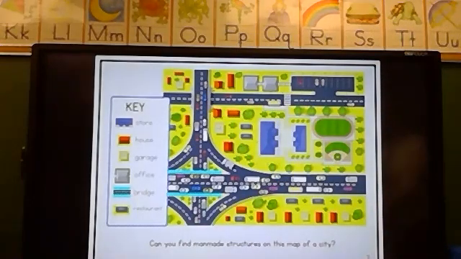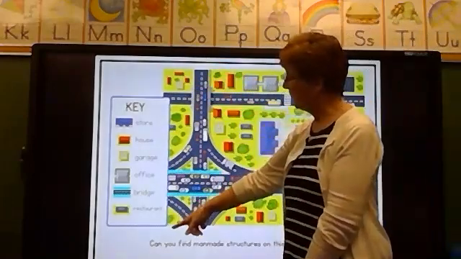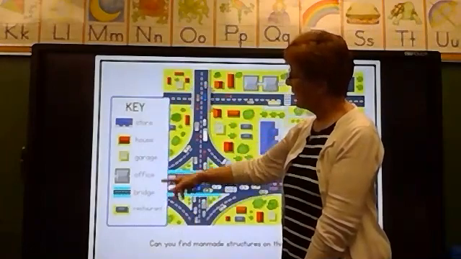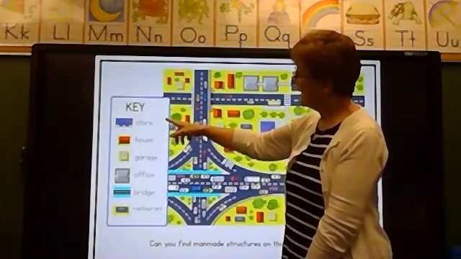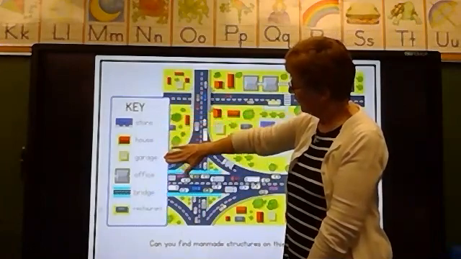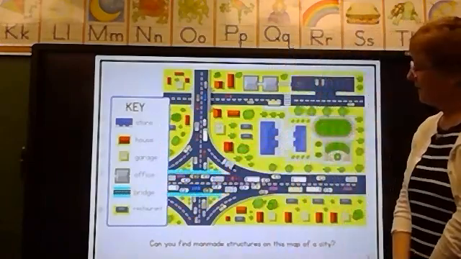Can you find man-made structures on this map of a city? These are all man-made structures. They're buildings or homes that are created, designed, and built by man. Store, house, garage, office, bridges, restaurants.